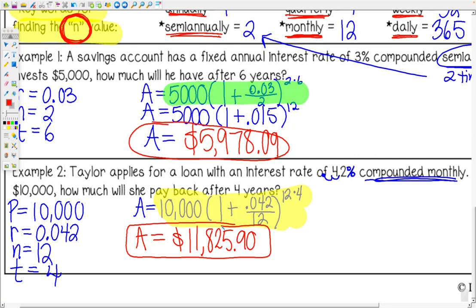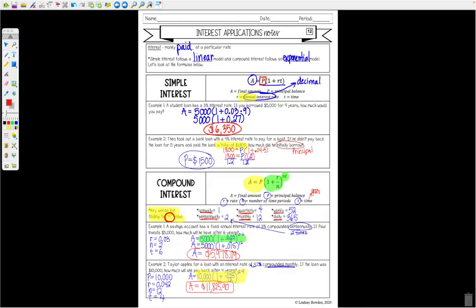For this, I have quite a few of these to practice, mainly because with the compound interest problems and the simple interest, the most difficult part is knowing what formula to use. So you have to be able to look for those keywords. Go ahead and flip over to the back. We'll do some of these together and then I'll let you do the rest on your own.